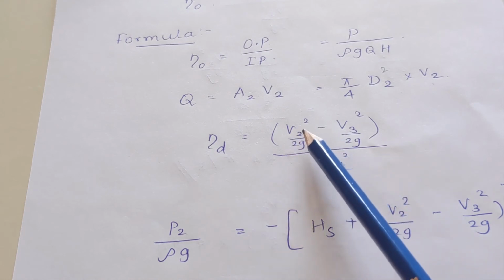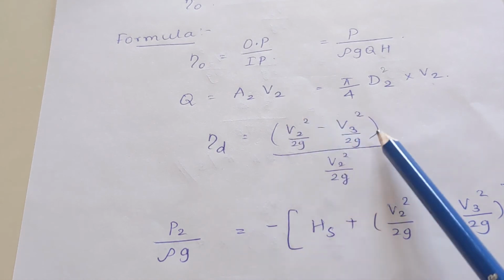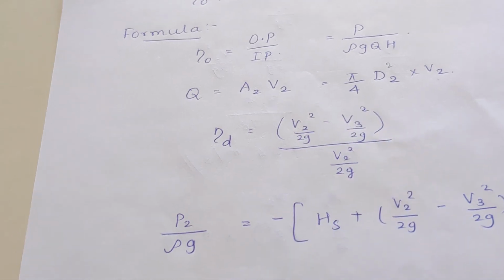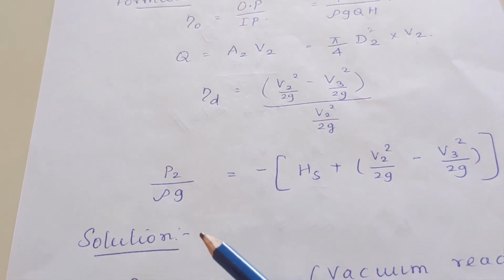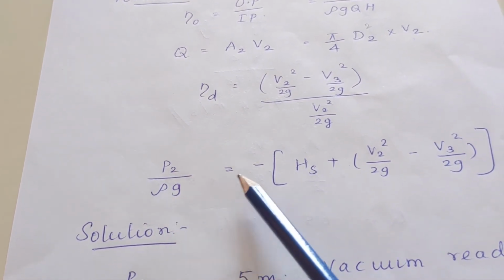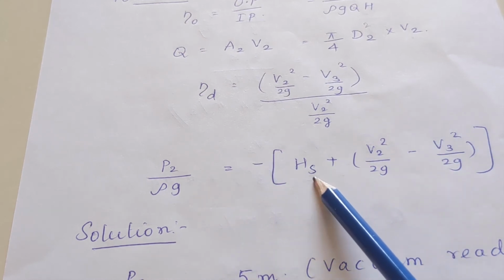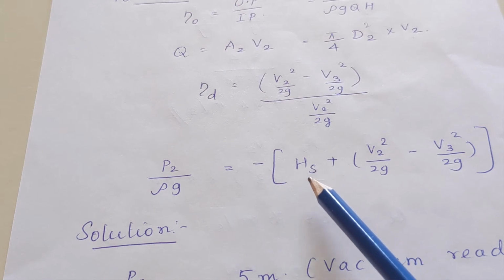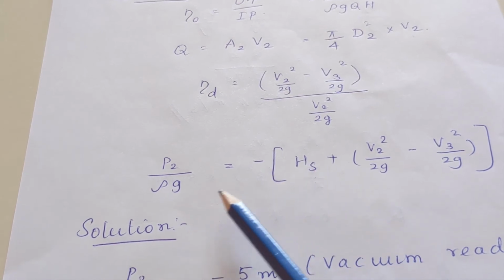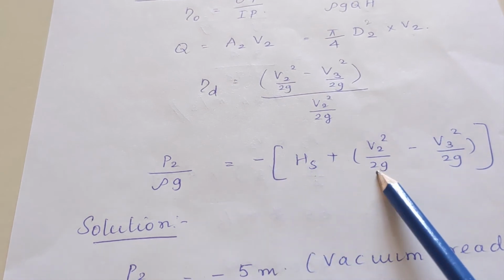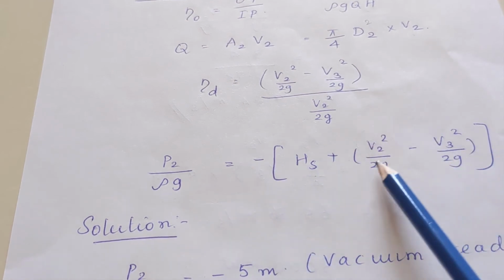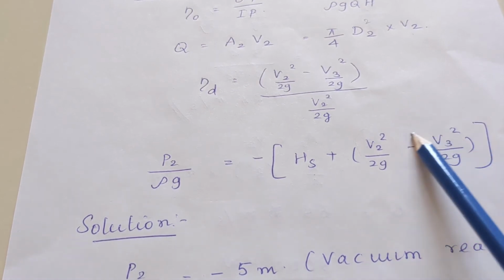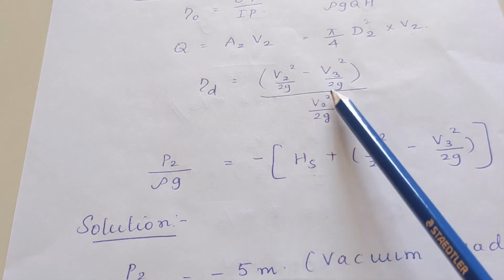Here we don't know the value of the numerator, V2 square divided by 2G minus V3 square divided by 2G. For that only they have given P2 divided by rho G, that is the vacuum gauge reading. This height is also given, the water level above the tail race, that is HS. So by using this equation you can find out the value of this term, V2 square divided by 2G minus V3 square divided by 2G. After finding this value, substitute in eta d and you will get V2.